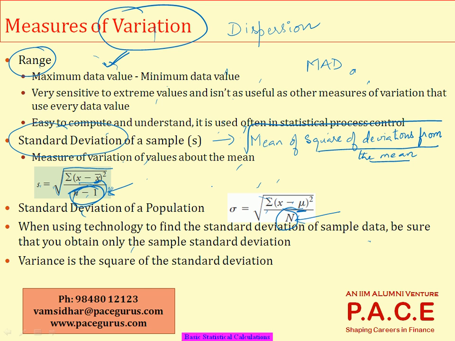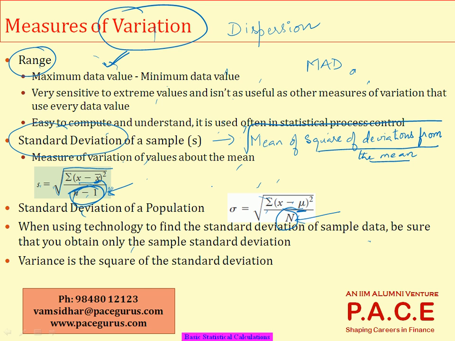We'll discuss why n is used for population and n minus 1 is used for a sample to find the standard deviation in the next two slides. But what we call the average dispersion of every value from the center is the standard deviation, and it is done through this mechanism. And if I don't take the square root, the square of the standard deviation is what I call the variance. Whether you do it for a sample or for a population doesn't matter. If you are squaring the standard deviation, we call it the variance.